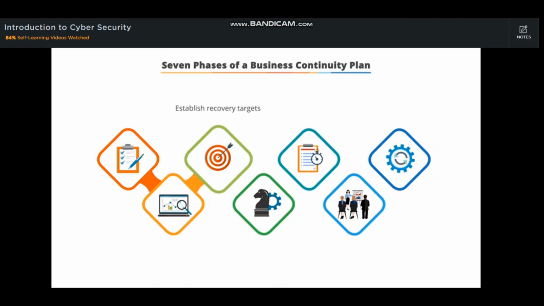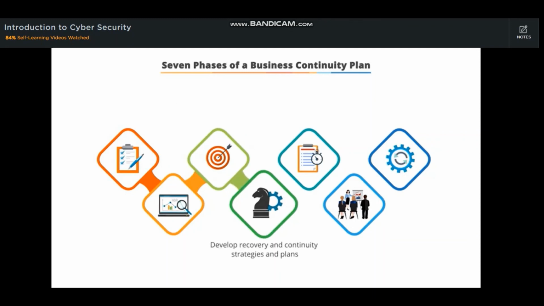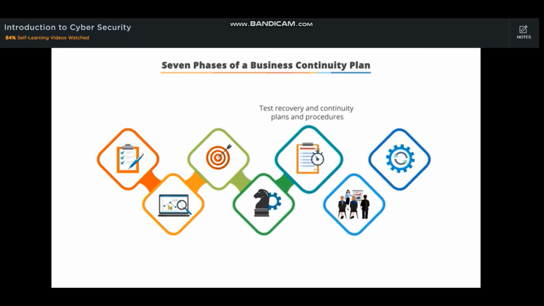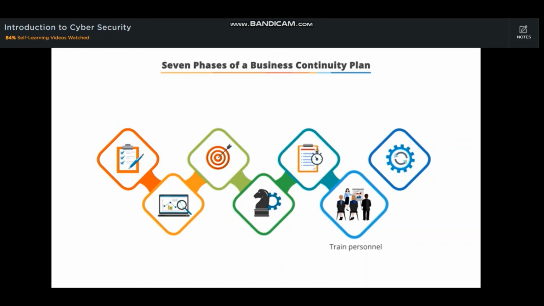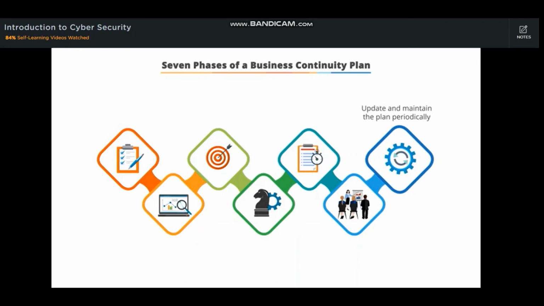Establish recovery targets. Define recovery time objectives and recovery point objectives. Develop recovery and continuity strategies and plans. Choose proper recovery sites. Choose backup solutions. Test the recovery and continuity plans and procedures. Choose appropriate test plans and test regularly. Train personnel. Regularly train individuals. And finally, periodically update and maintain the plan. Maintain strategies, plans, and procedures through periodic reviews and updates.